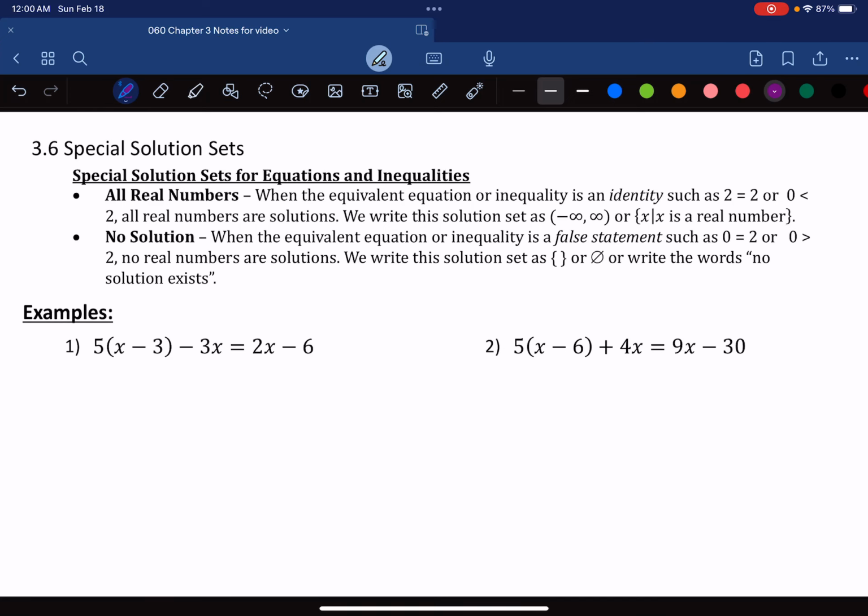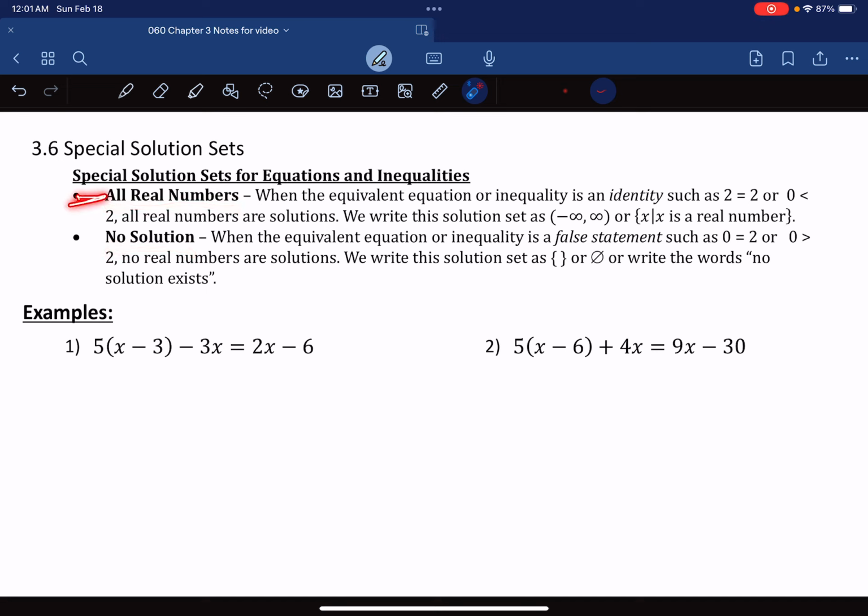In chapter 3, we have looked at a lot of different types of equations. And in all of our equations, we've come up with solutions that said x equals this, n equals that. We've had a variable equals some type of number, whether it was a whole number, fraction, decimal, whatever. But there are situations in which we have what we call special solution sets. And the two main ones we're looking at here are the solution sets all real numbers and no solutions.